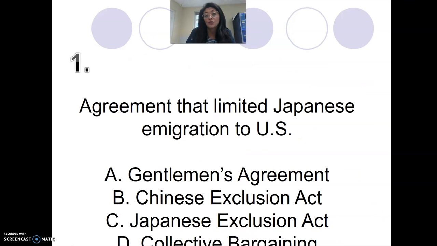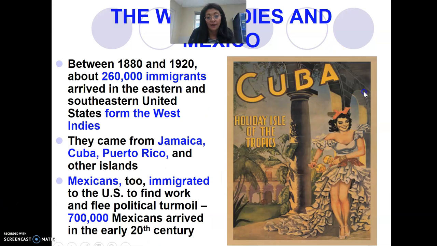Okay, I want you guys to read the question and answer it. You're going to see this question again. Pause the screen, pause the video, and then start it back up after you've selected the answer. Okay, the agreement that limited Japanese immigration to the U.S.: you should have selected the Gentlemen's Agreement, which limited the number of unskilled Japanese immigrants coming into the U.S. The Chinese Exclusion Act just banned Chinese immigration, and then C and D are not remotely correct.